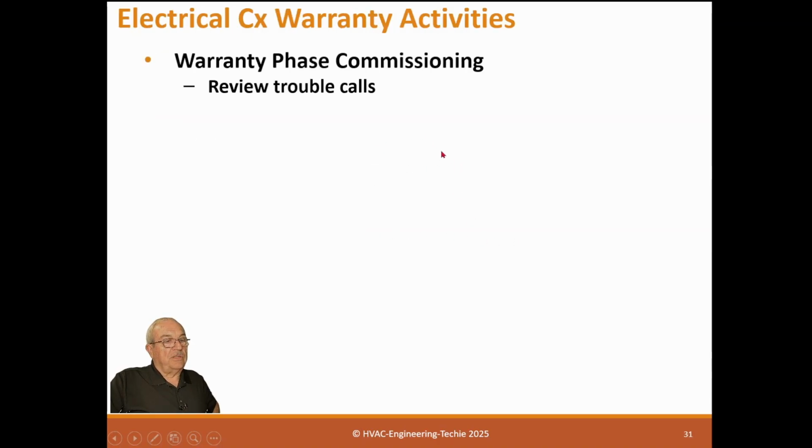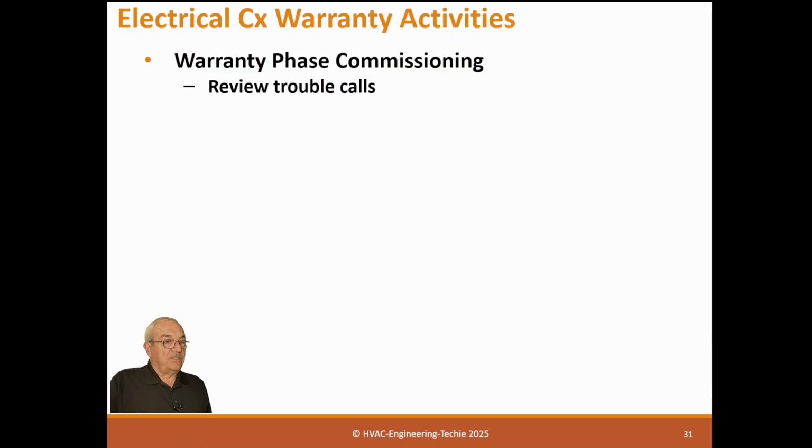Warranty phase commissioning. If you have in your specification a 10-month or 12-month warranty requirement, the way that's done is pretty simple. You just basically contact the owner and ask what trouble calls he had in the first 12 months of operation. You contact the general contractor and ask if you could send over a copy of his warranty log. It's no sweat to him. It's already happened. It gives you a list of everything that happened in the building for the first 12 months.